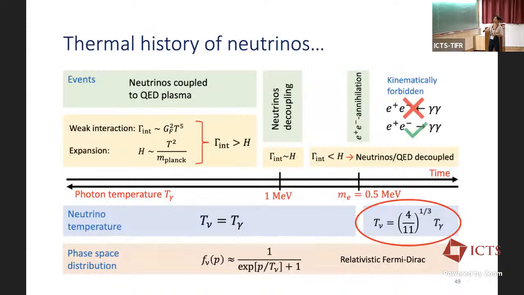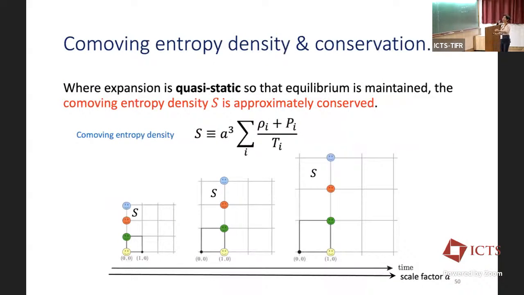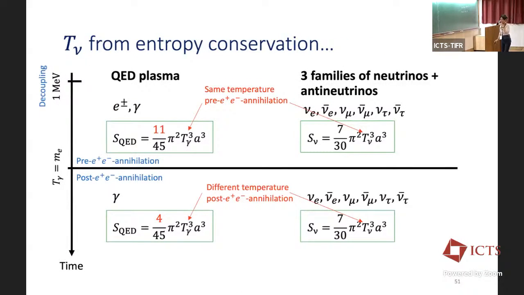And to understand why you have this (4/11)^(1/3) factor, we first of all need to briefly touch upon the idea of entropy density and conservation of entropy. Okay? Co-moving entropy density is defined in this way. Basically, you just take the energy density plus the pressure divided by the temperature, add up all the particle species, multiply by the scale factor cubed, and you get the co-moving entropy density. And the point here is that if the universe is expanding in a quasi-static way, so that at every stage equilibrium is maintained, then the co-moving entropy density S is approximately conserved. Okay, so if I go back to the schematic of my co-moving observers and look at the S in each box, it's always the same S. And this is very powerful, because now we can use this idea to figure out what the neutrino temperature should be.